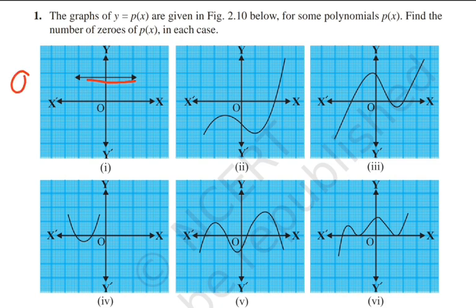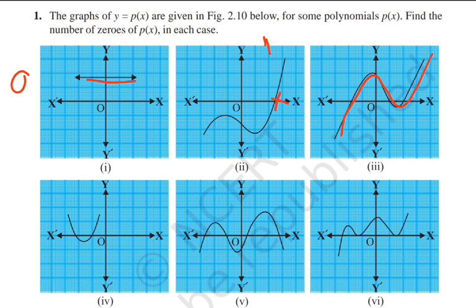Let's see the second subdivision. Here the line crosses the x-axis only one time. See, it crosses here. So the number of zeros for this polynomial is 1. See, 1. It's easy, right? So let's go to the third one. See the line. It goes like this.